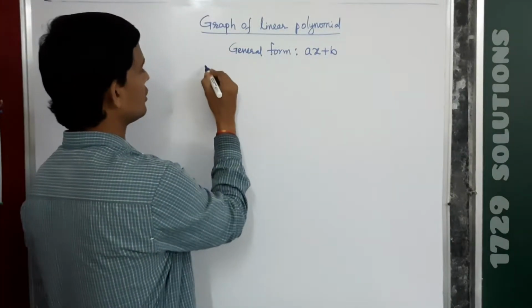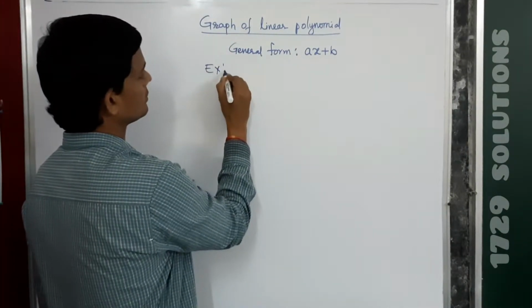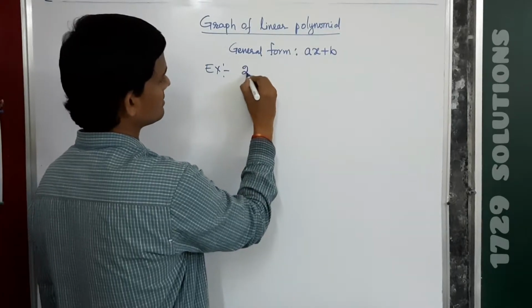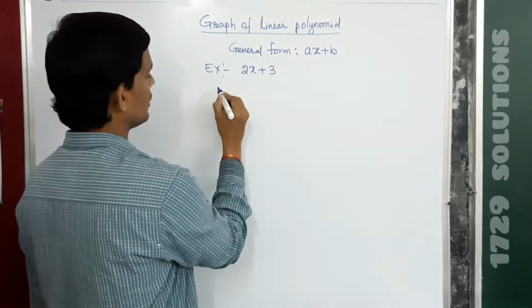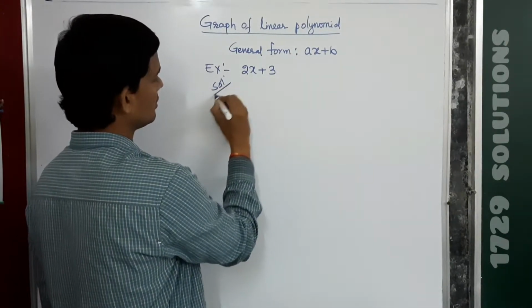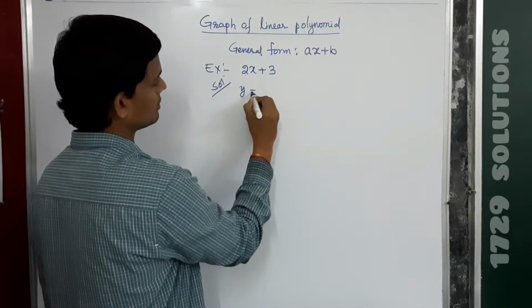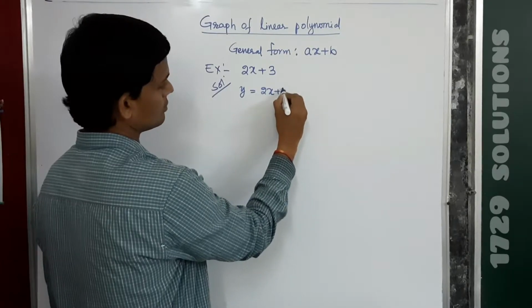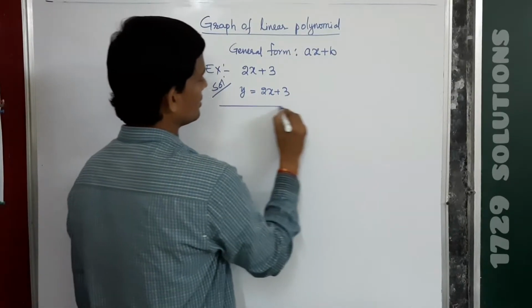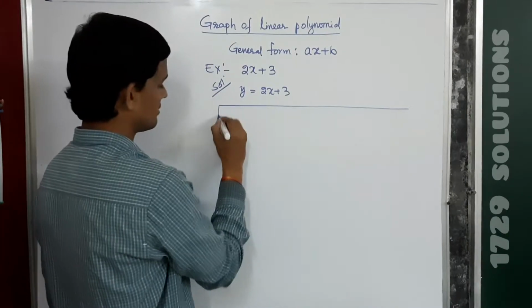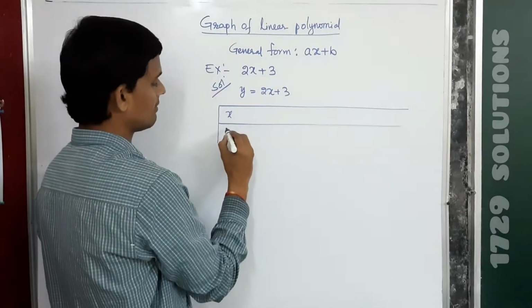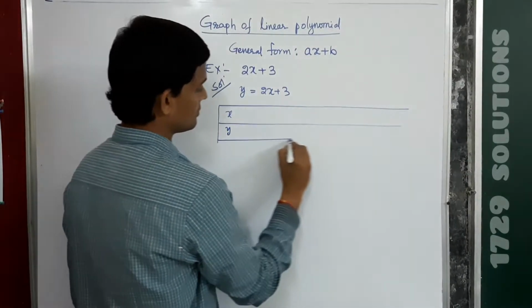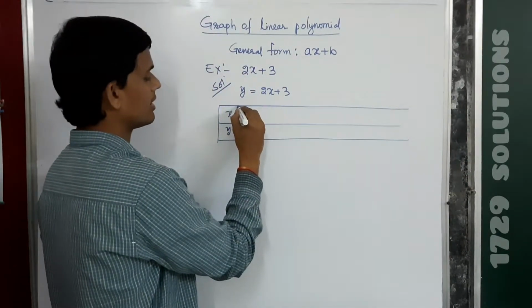Before that I want to take one example. I want to take the example 2x plus 3. If you want to draw the graph, you need to take the total term equal to some y, because to draw the graph we need x values and y values. So substitute different values of x to get the value of y.